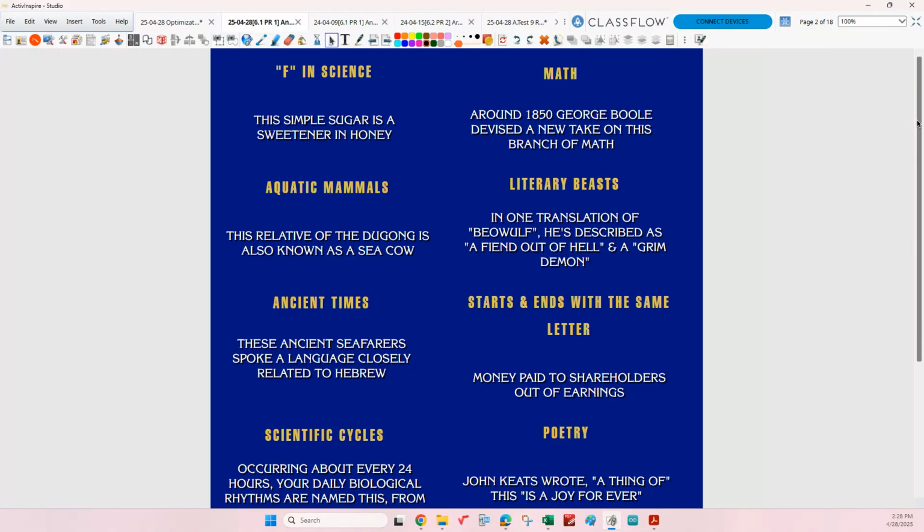Exactly, it'd be something like that. What you would say is, the answer is, in one translation of Beowulf, he's described as a fiend out of hell and a grim demon. That's the answer. So what's the question? Who is Grendel? Exactly. So that, ding ding, there's a winner, right? Does that make sense? Okay.